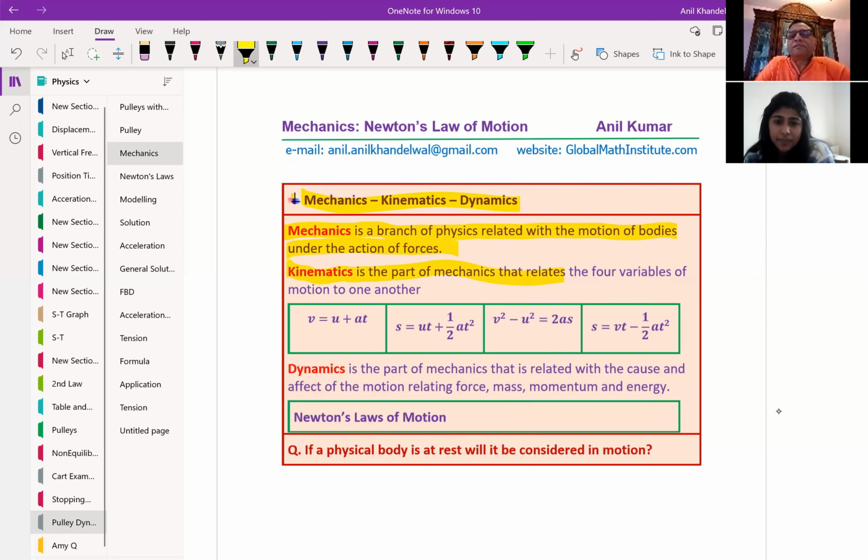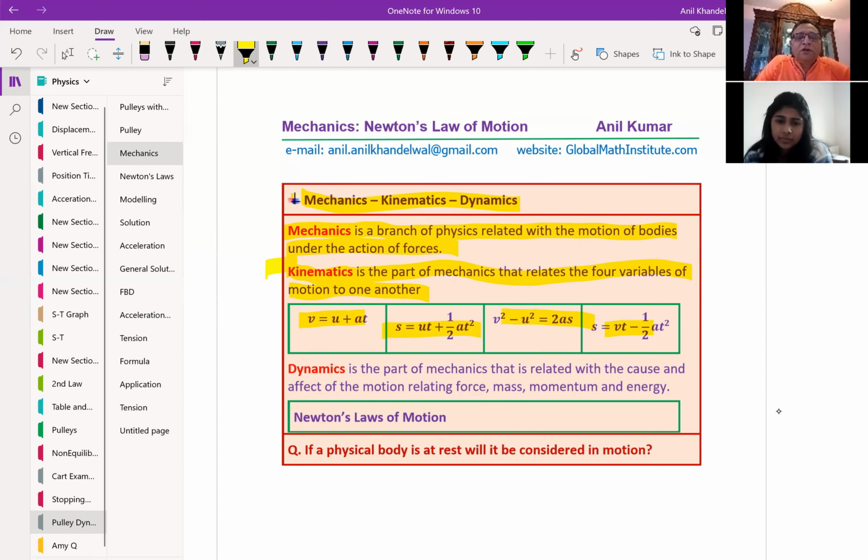Kinematics is the part of mechanics that relates the four variables of motion to one another. So you remember those four formulas, the equations? These are part of kinematics. There is no force in these formulas, and no mass in these formulas. We're simply talking about the motion: displacement, velocity, acceleration with respect to time.